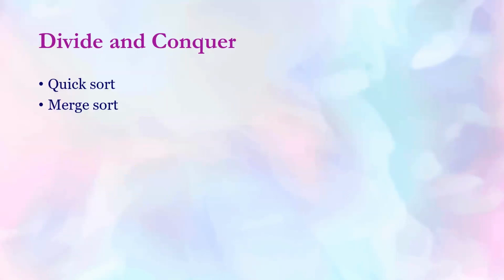All right, now we will move on. When we talk about divide and conquer algorithms, there are two important ones. One is called quick sort. The other one is called merge sort. In this video today, we will be looking at only merge sort, and quick sort we will be doing at a later stage.